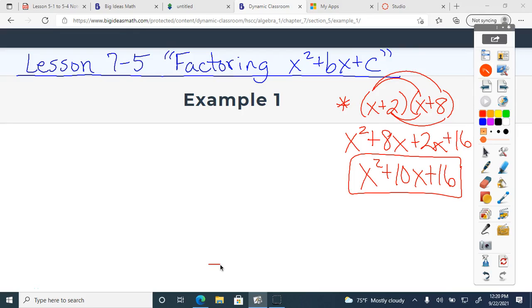So we just multiplied these two things. These are considered to be the factors of the answer we got when we multiplied. Does that make sense? Okay. So we're going to go in the opposite direction. They're going to give us some trinomials, and we have to figure out what two binomials multiplied to equal that trinomial. Does that make sense? Okay. It's a game.